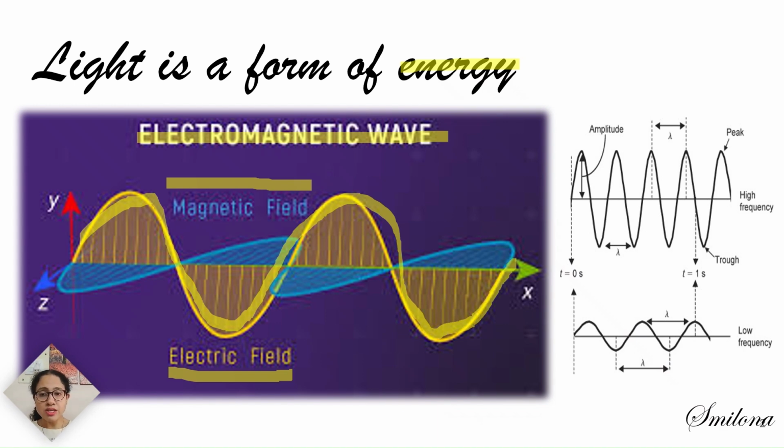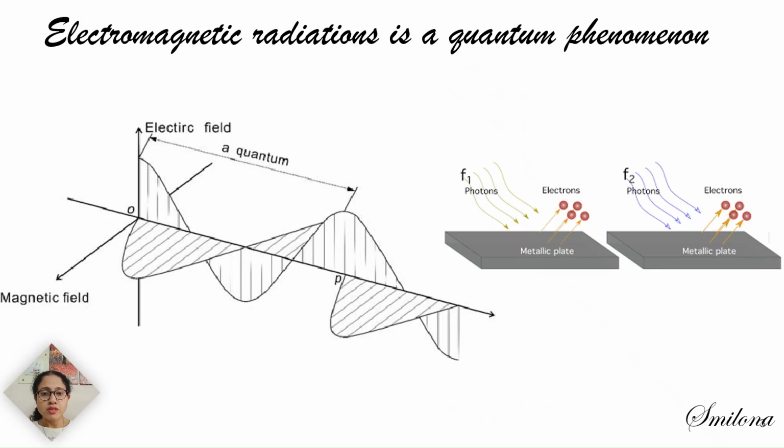Now, because it is a wave, it contains all the features of a wave. It will have an amplitude, which means this wave will have a certain height or a depth. The height of the peak is called the amplitude, and it will have a wavelength. The wavelength is defined as the distance between two consecutive peaks or the distance between two consecutive troughs. Now, where does energy come in here?